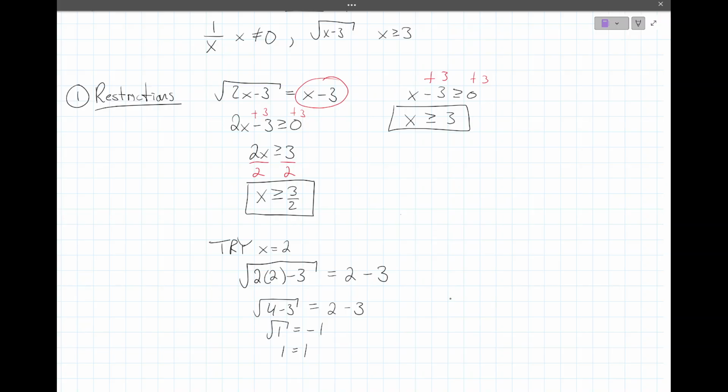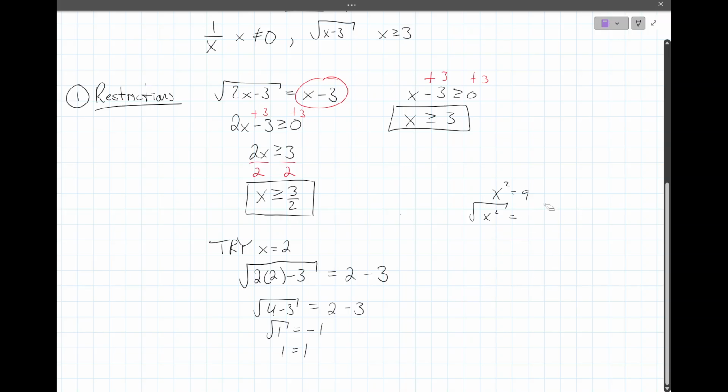Note, negative root 1 can be equal to negative 1, but the root of 1 is not negative 1, okay? We only do plus or minus if we're solving with a variable, not if we're solving for a specific value. Like we can get x squared equals 9. The root of x squared equals the root of 9. And if we have a variable, then we can do plus or minus 3. But here we don't have a variable, so we can't.